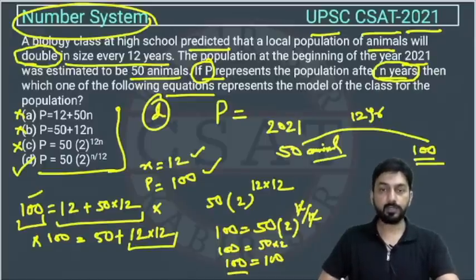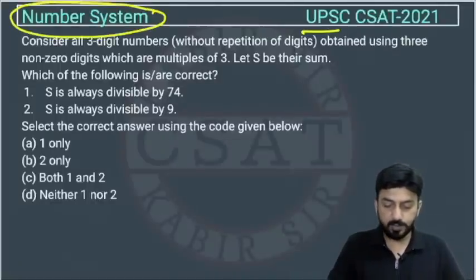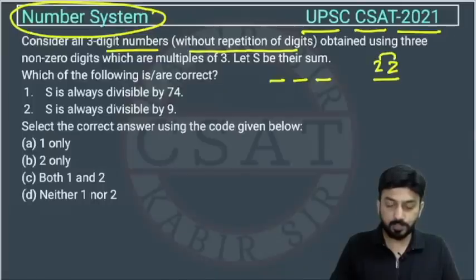This is a question from the number system chapter, asked by UPSC in the CSAT paper of 2021. Consider all 3-digit numbers without repetition of digits. Repetition of digit means, suppose the number is 222, so this is a repetition of digit 2. So there won't be repetition.